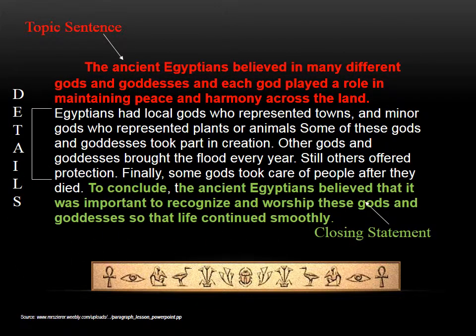All right, let's look at how all of this comes together. In red here, you have the topic sentence. In the middle, in white, you have the detailed sentences. And in green, you have the closing sentence. I'm going to ask you to go ahead and pause the recording here and read this paragraph out loud to yourself, focusing on these three components and how they come together. Go ahead and pause now.